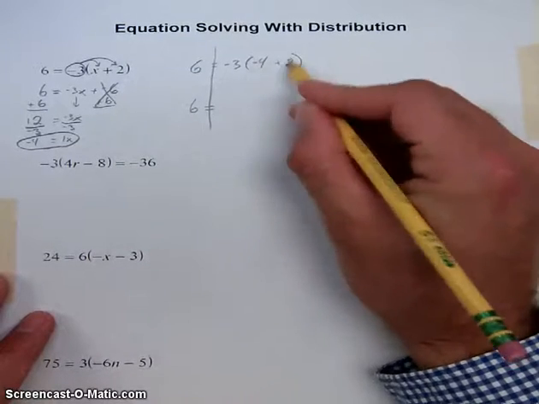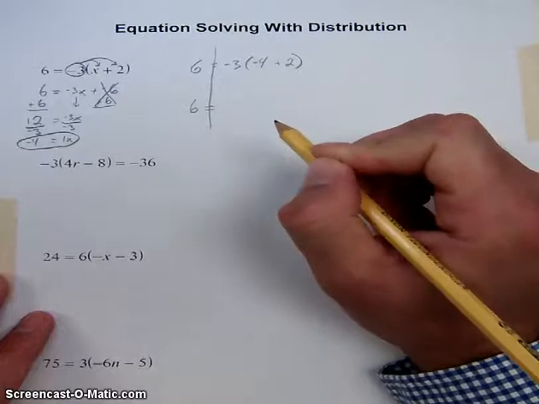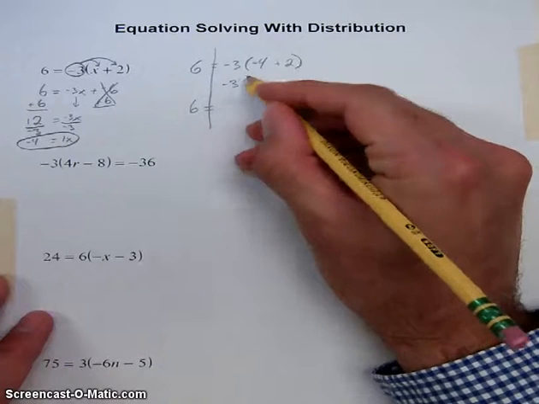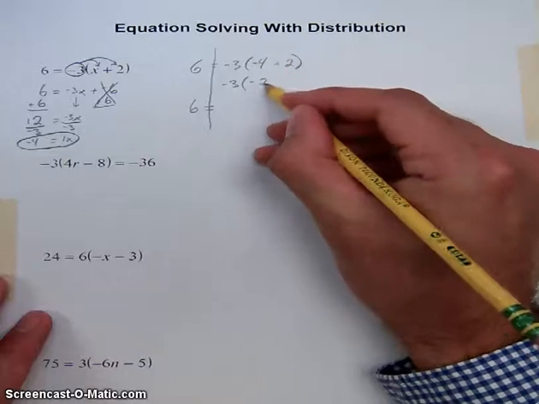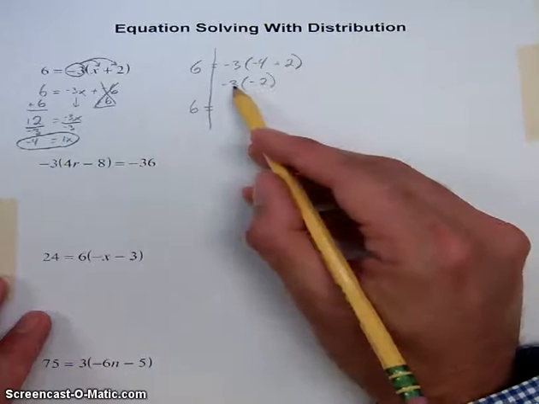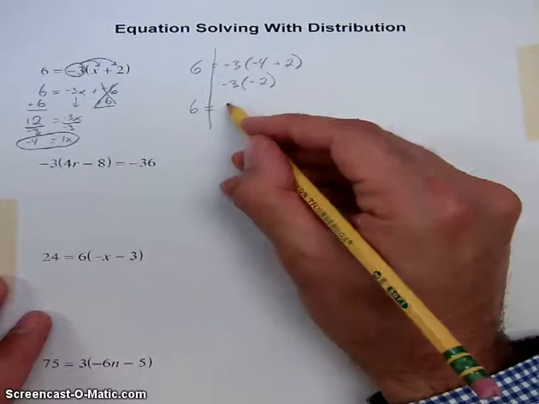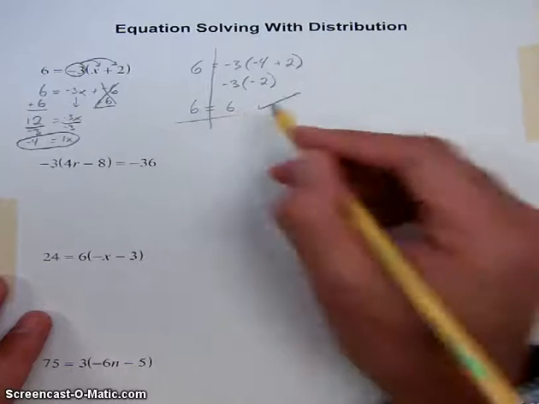Order of operations says we're going to do the parentheses first. So I'm going to have -3 come down, and -4 plus 2 is -2. And now I can multiply -3 times -2 and get +6. So yep, that checks out, that works.